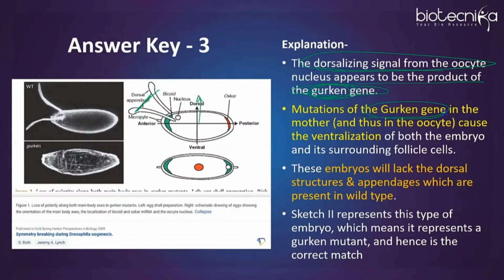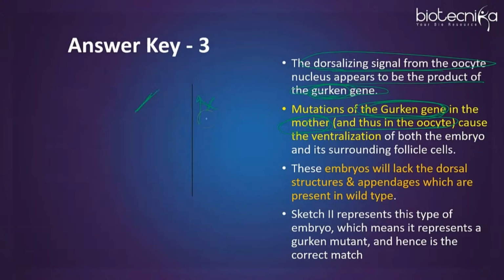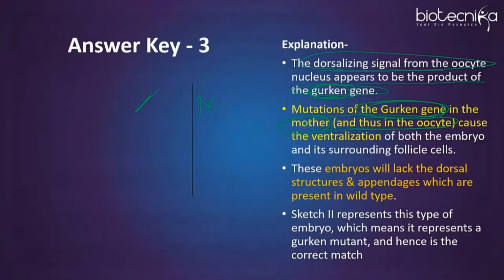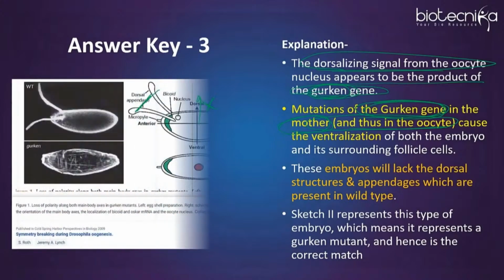Now, mutation of the gherkin gene. If you have a mutation of the gherkin gene in the mother, and that is why the mutation will be there in the oocyte also, then dorsalization will not happen. That is exactly what has happened in this one. There is a mutation because of which there are no dorsal appendages.